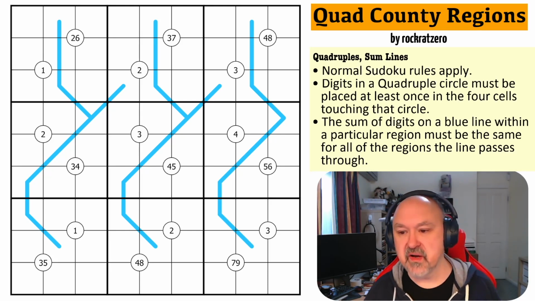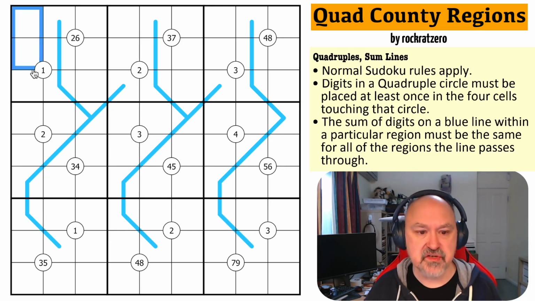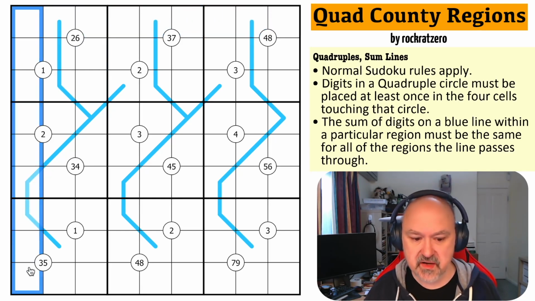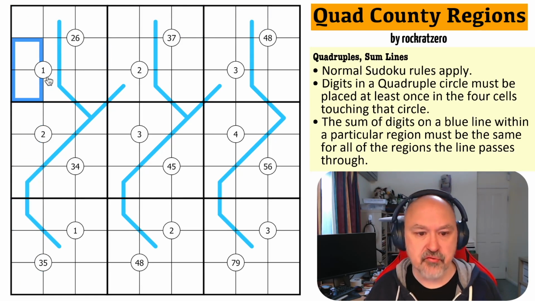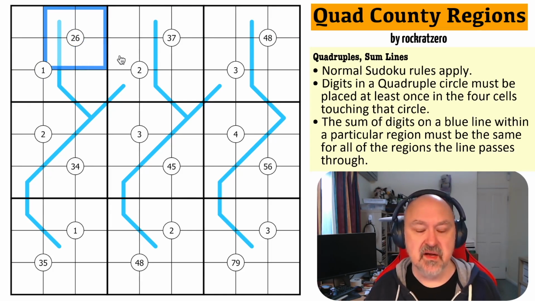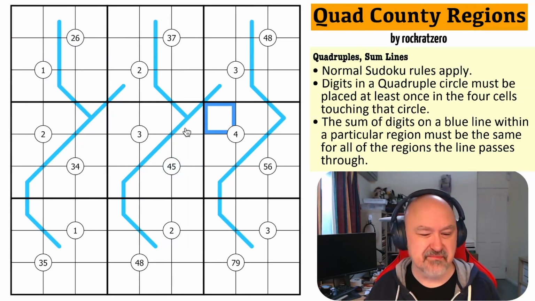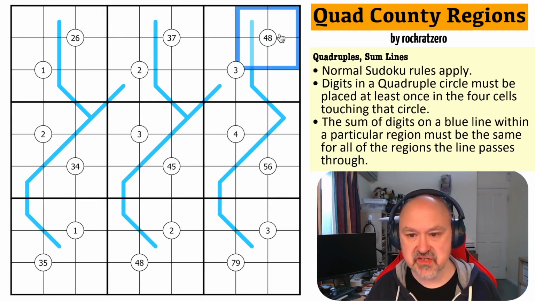Let's have a look at this puzzle, Quad County Regions by rockratzero. So normal Sudoku rules apply. In every box, in every row, and in every column, the digits 1 to 9 must be placed without repetition. We've got quadruple circles, and what that means is the digits in circles must be placed at least once, and because there's none on borders, must be placed in the cells touching that circle. So the 2 in this box will be in one of those 4, the 6 in this box will be in one of those 4, the 1 will be in one of those 4. If they were on borders, it doesn't matter in this puzzle. But basically, the digit in the boxes will be touching the circles.